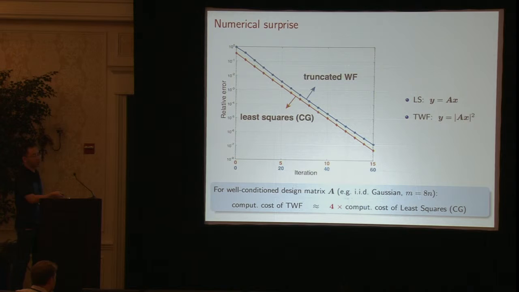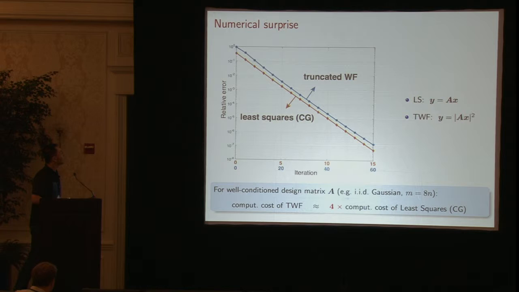For illustration purposes, I rescale the x-axis so that one TWF iteration is roughly equal to four least square iterations. Then you can see that these two convergence curves lie roughly on top of each other. So this says that for this random unstructured well-conditioned design matrix, the computation cost of our algorithm is roughly just four times the computational cost for solving a least square problem. If you solve a least square using one CPU, I just use four CPUs to solve it in the same time.